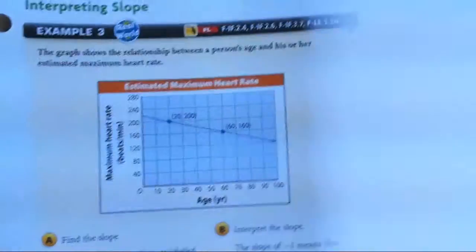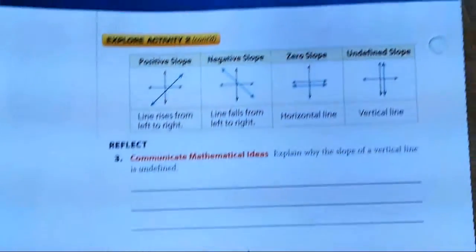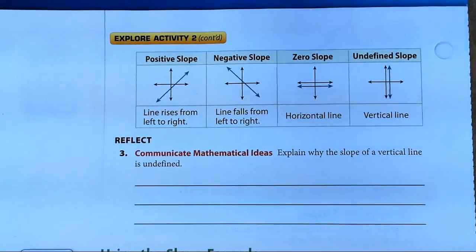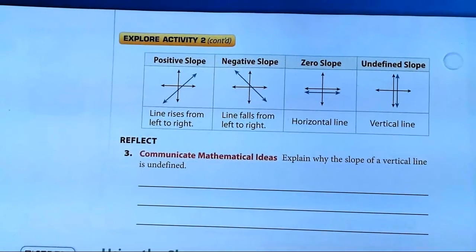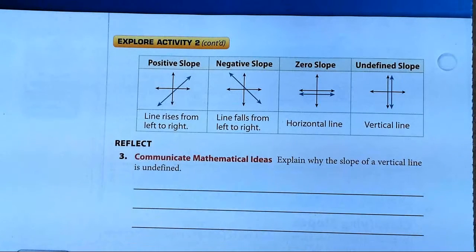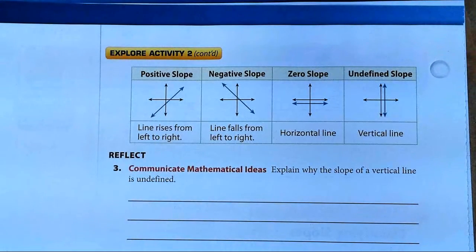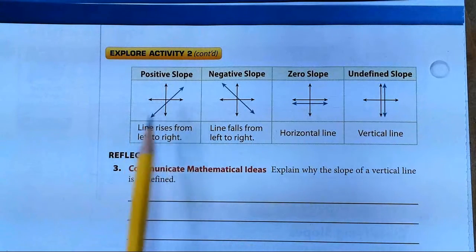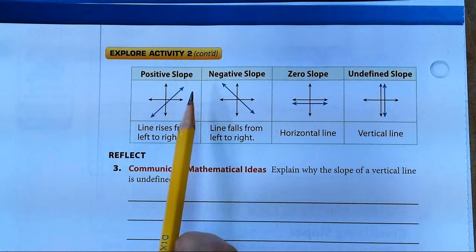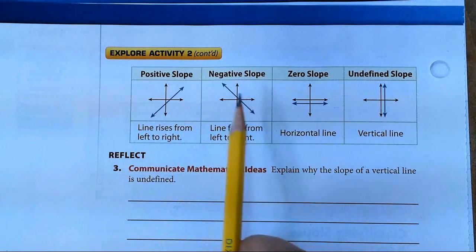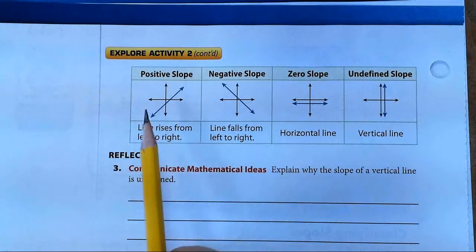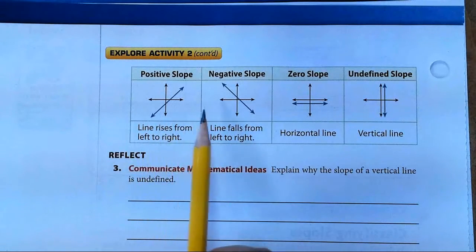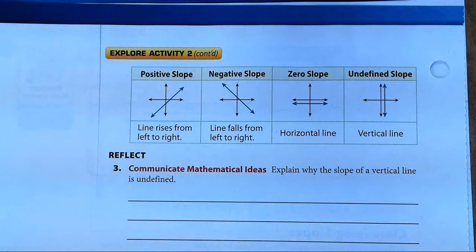So going now to page 174. Okay, I skipped the explore activity a little bit, but I do want to mention this right here. This is something that you need to know. You need to memorize this. You need to know it. Positive slopes go upward. Notice that from left to right, if you're going this way, it's going up. And if it's negative, again, if you're going this way, it's coming downward. So positive goes up, negative goes down.